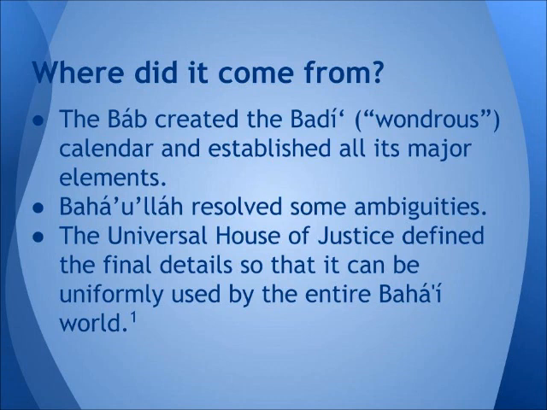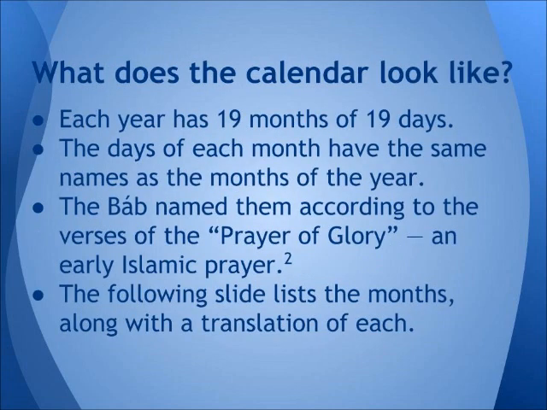So, where did the Badi calendar come from? The Báb created the Baha'i calendar and established all its major elements. Badi means wondrous. Baha'u'lláh later resolved some ambiguities in the calendar. Then the Universal House of Justice defined the final details so that it can be uniformly used by the entire Baha'i world. Each year has 19 months of 19 days.